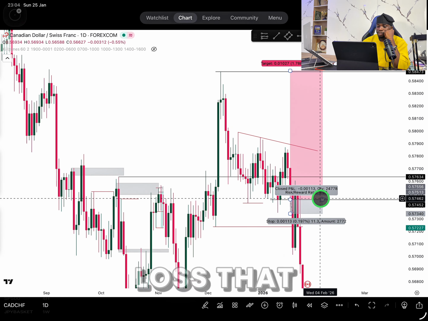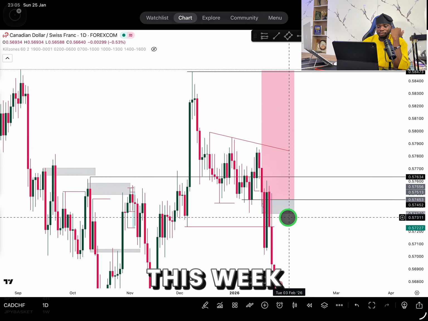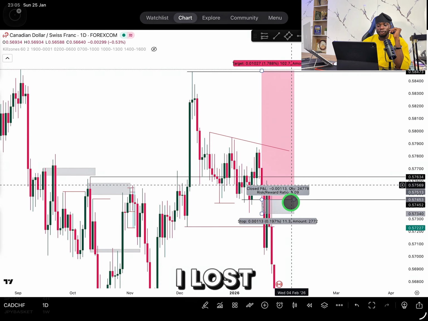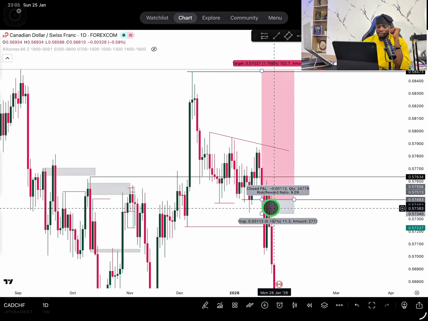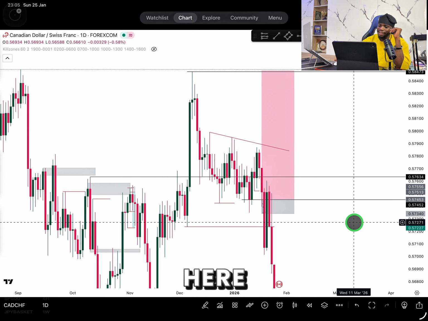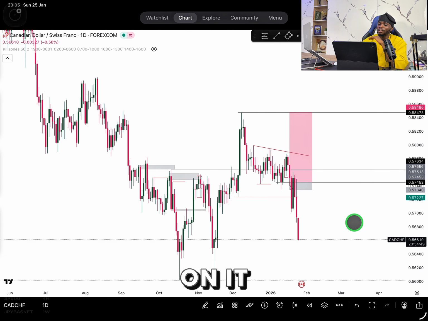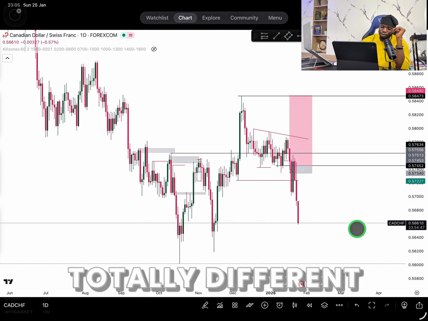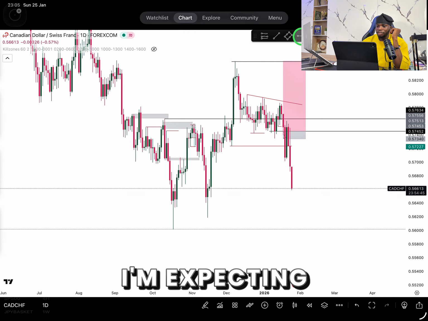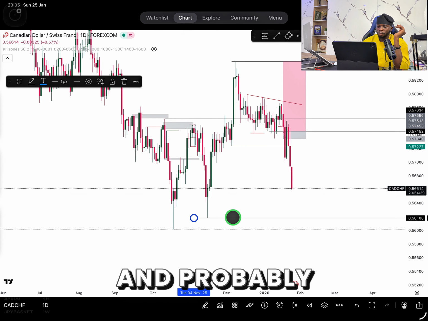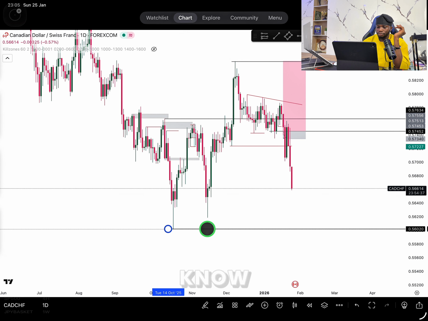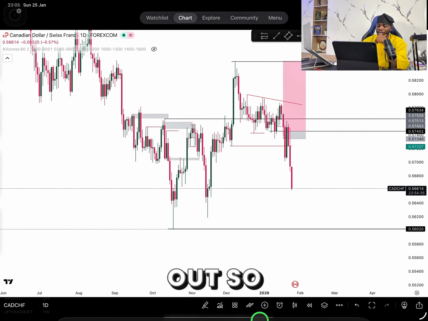So that was the first loss that was taken this week. Like I said, I was risking 2% per trade, so I lost on that. That was somewhere around here, and price went on its own, somewhere totally different. I'm expecting now, no analysis majorly, but I'm expecting this low to be taken out, and probably overall this one to be taken out. So that was a loss.